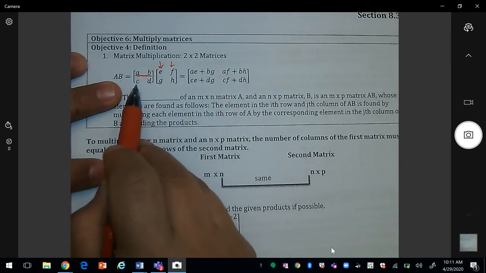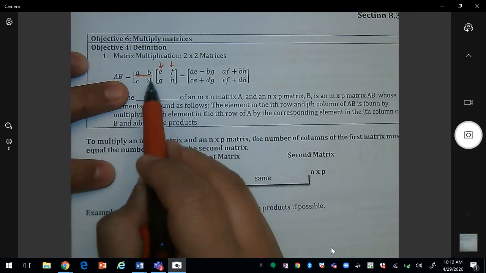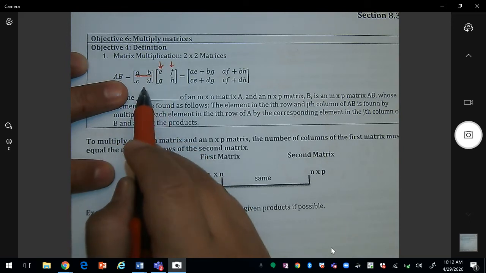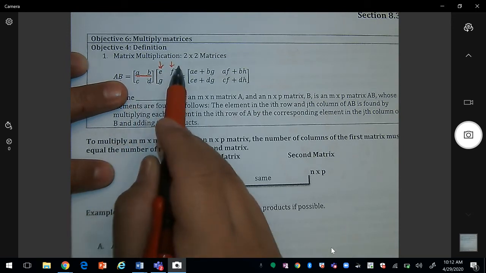Then we continue with the next one. Second one, C times D. So we would look at the second column first, second row, first column, and then second row, second column.